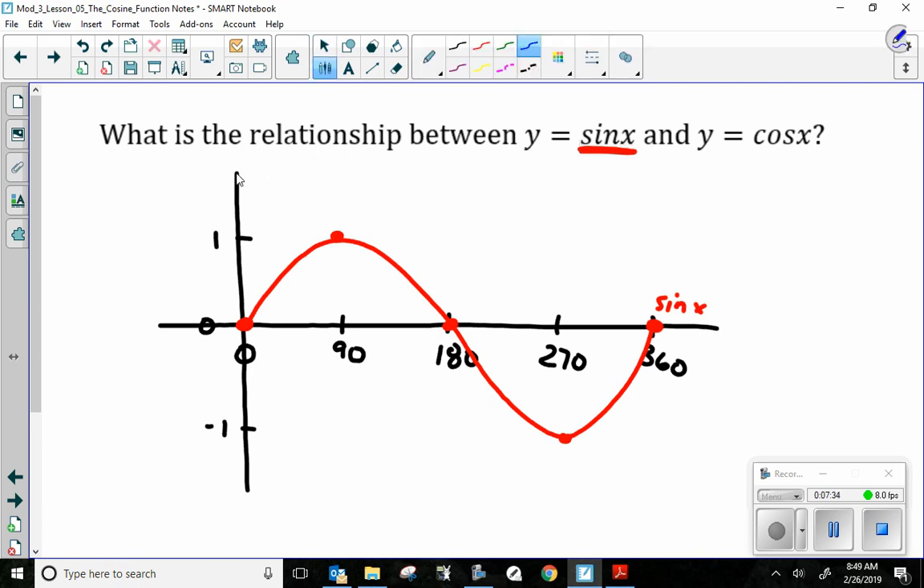Let's do blue for cosine. Cosine's a cup, all right? It starts up high, and it ends up high. Okay, in the middle, it's down low, low, low.